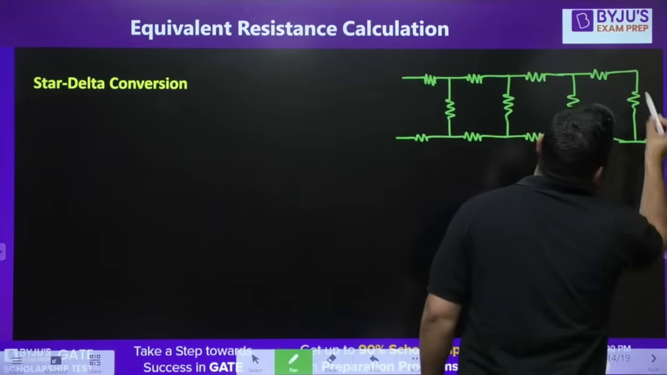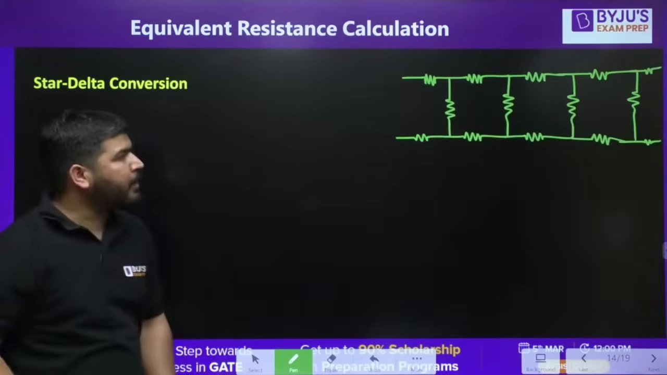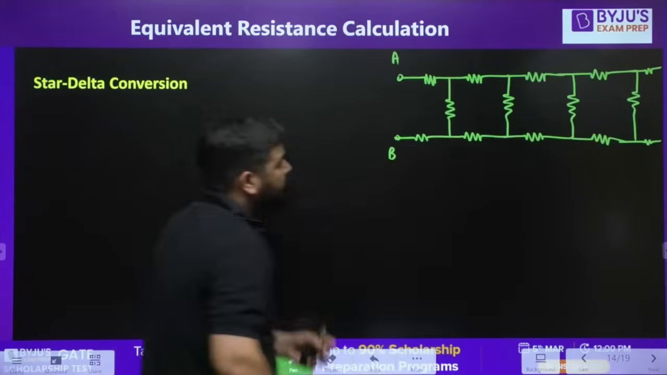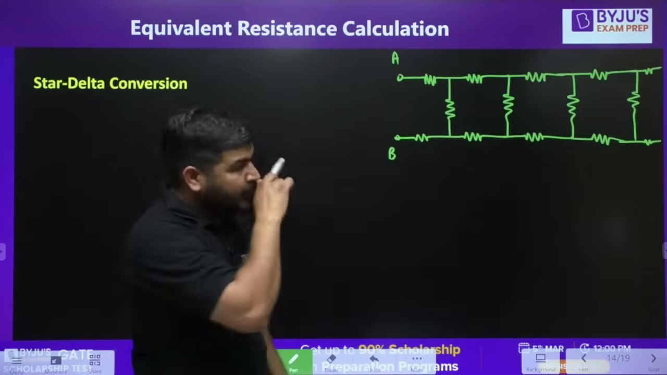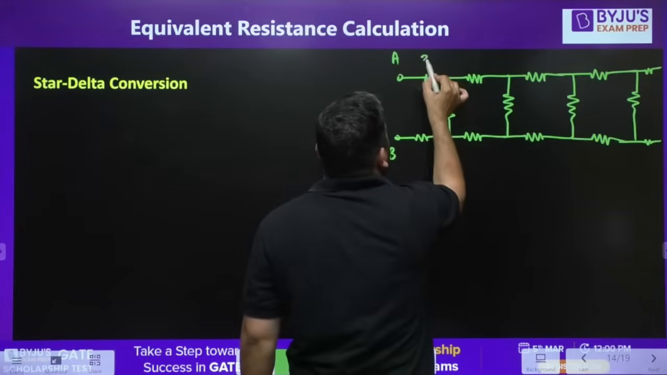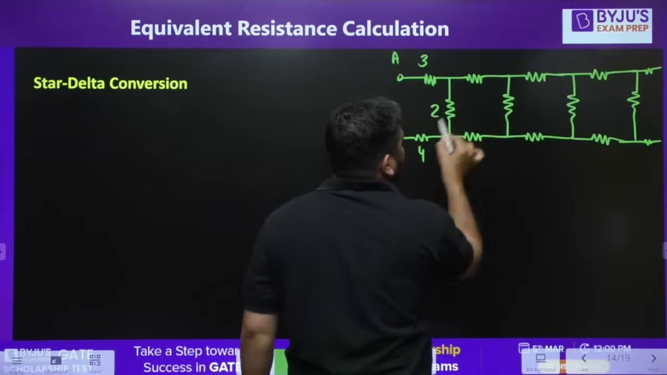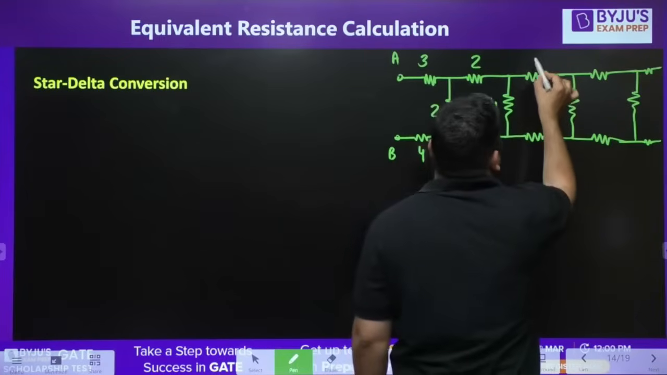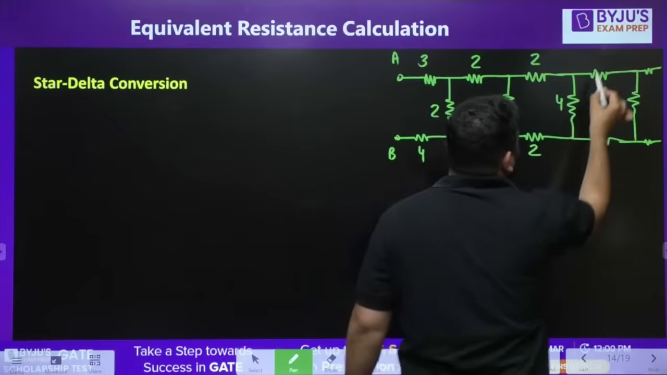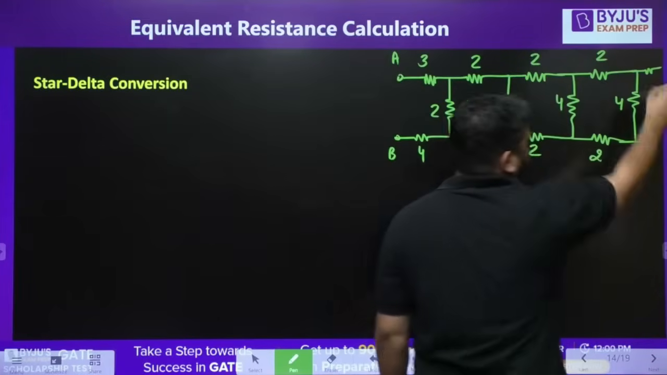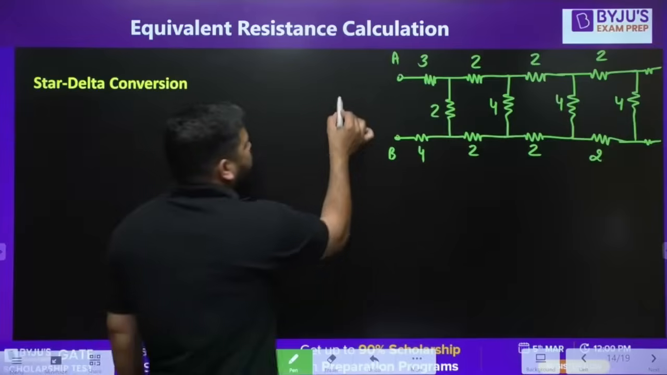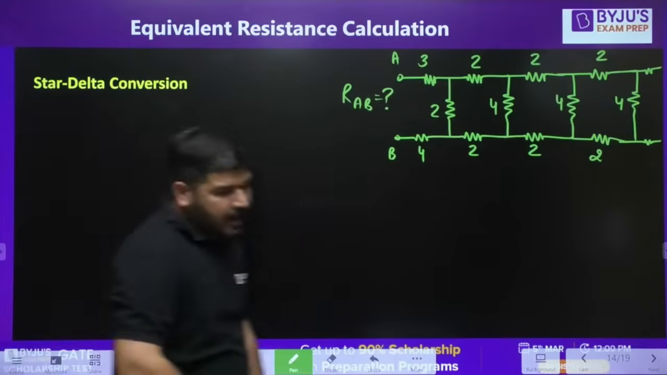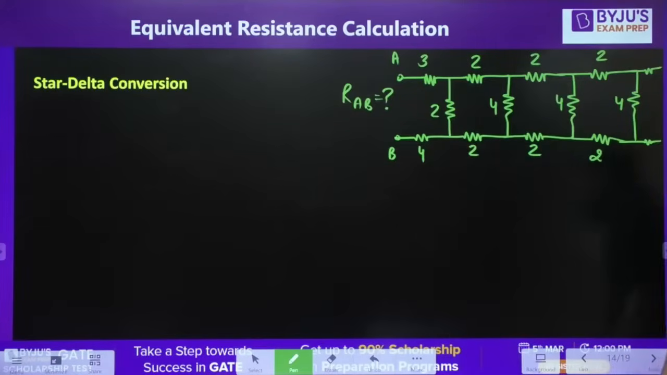Okay, so it's an infinite ladder now. It's going up to infinity. We call this A and this B. Let's say the resistances are 3, 4, 2, 2, 4, 2, 2, 4, 2, 2, 4, 2, and again it's repeating. We need to calculate the equivalent resistance RAB. Tell me guys, what is RAB?